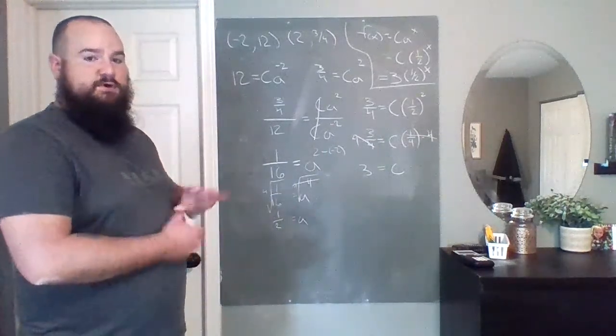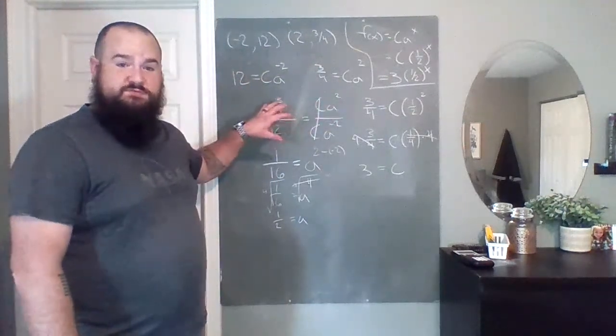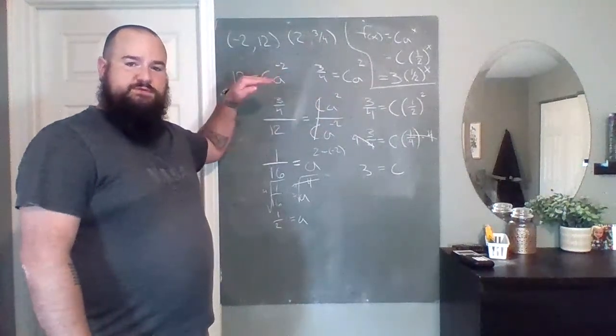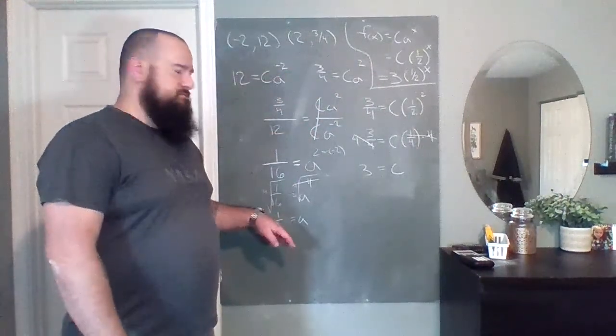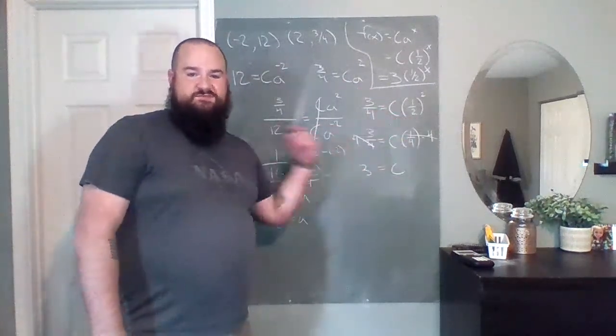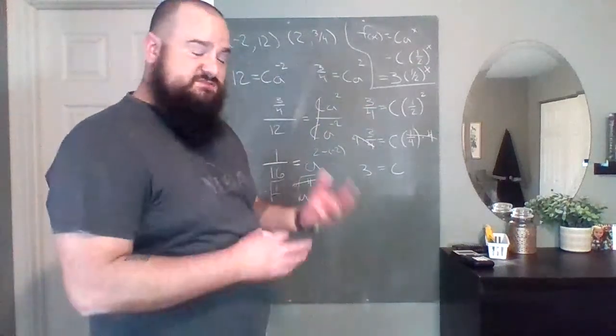So, that's it. Step 1, create two equations. Step 2, divide one equation by the other, right? The higher exponent equation by the lower exponent equation, and solve for a. Plug that back into one of those two equations and solve for c. And then say your final answer. That's it. That's how we do these. They're really not too crazy.